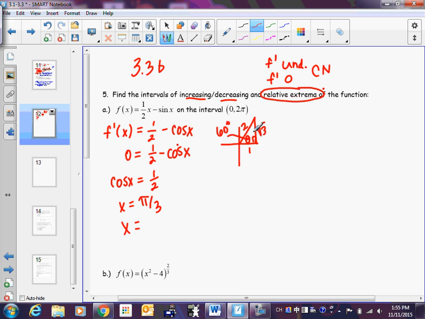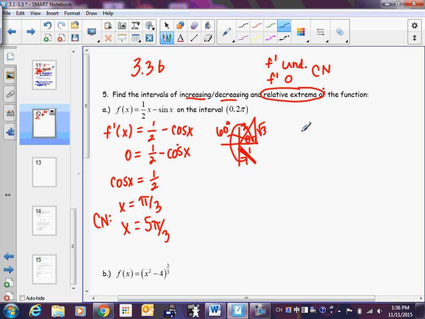Now there's actually another answer. Think about in what other quadrant besides quadrant 1 is cosine positive? Quadrant 4. What are you using to figure that out? All students take calculus. Look at all that trig, you guys remember, good job. So we've got to go the long way around. We can't just do negative pi/3. We've got to go all the way around, basically doing 2 pi minus pi/3, and you are going to get 5 pi/3. These are your critical numbers.